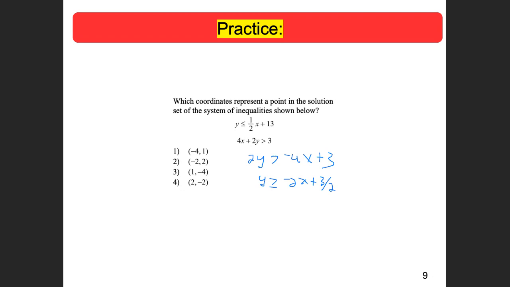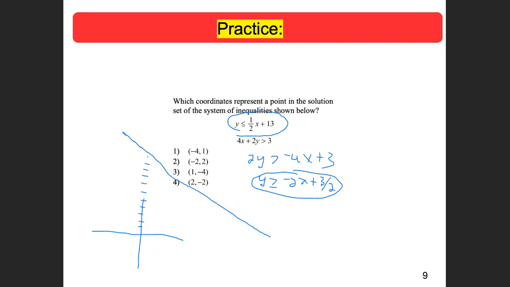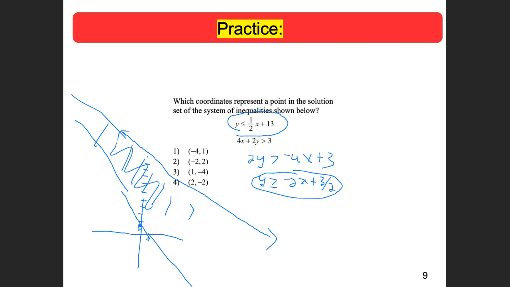Okay, so now I have two inequalities again. First one starts way up at 13. 1, 2, 3, 4, 5, 6, 7, 8, 9, 10. It's way up here. Down 1/2. So that graph is way up, and that's less than. And then -2x plus 3 halves, so that's 1.5 here. Down 2/1. Oh boy. This is going to be a crazy graph. And then everything greater, that's going to be everything inside here.